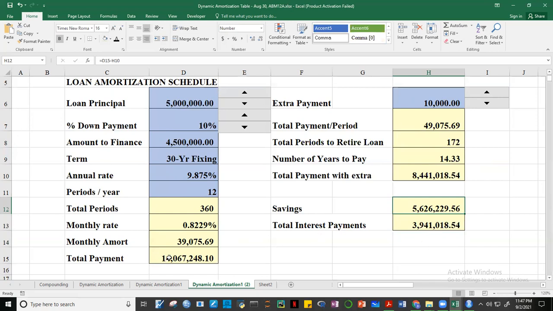As I said, our total payment will be 14 million as compared to 8.44 million. So let me just put this back to at least 1,000.